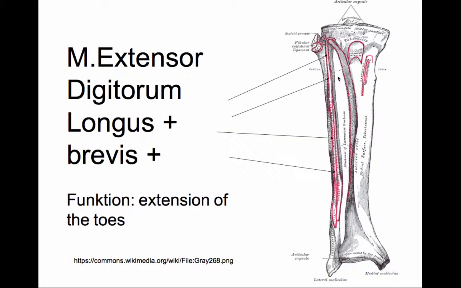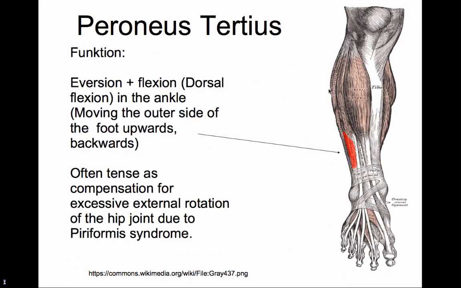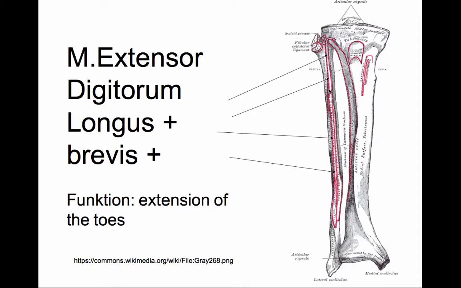And then we have musculus extensor digitorum longus and brevis. And they have a very similar origin as the Tibialis Peroneus muscles. And they have the function of extension of the toes. So you move the toes backwards.